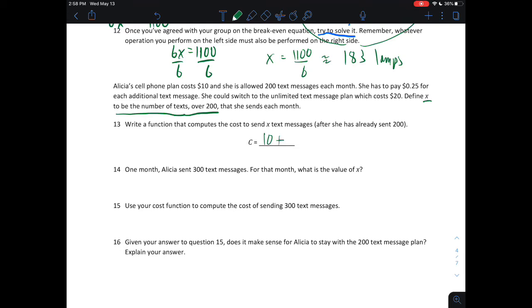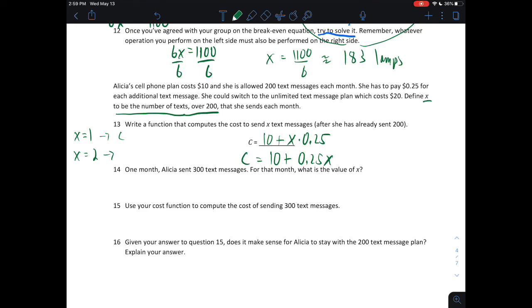And then she has to pay extra for any text over 200 texts. So if she sends X amount of those texts, she has to pay $0.25 times that number. So in this case, C is equal to 10 plus 0.25x. To verify that this is correct, if you're still not sure, try thinking of what if she sends one more text than 200? What would her cost be? What about if X was 2 more texts? What would her cost be? This is kind of like how we started at the beginning of this lesson.